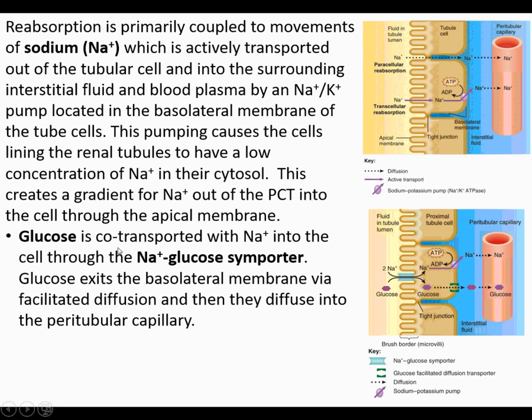Glucose is going to get co-transported with sodium into the cell through a sodium-glucose symporter. So glucose is going to take a piggyback ride into the cell, and then from there it can get pulled back into the blood. Here's facilitated diffusion, which is not that important, but that's what happens before it then diffuses into the blood. Does that make sense?